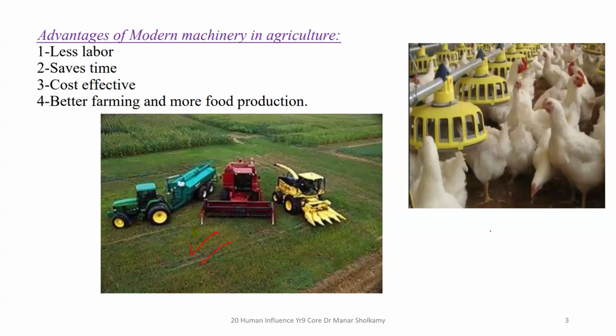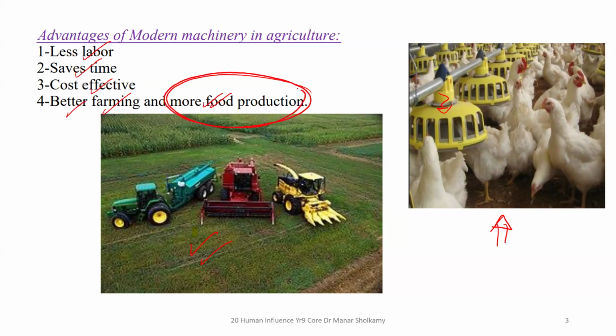We have here automated feeding. Now, these chickens are being automatically fed by those machines. We don't here need labor. So this is going to help us hire less people. This will be less labor. It's faster. It's cost effective. And of course, it provides better farming and more food. So the main advantage is more food.